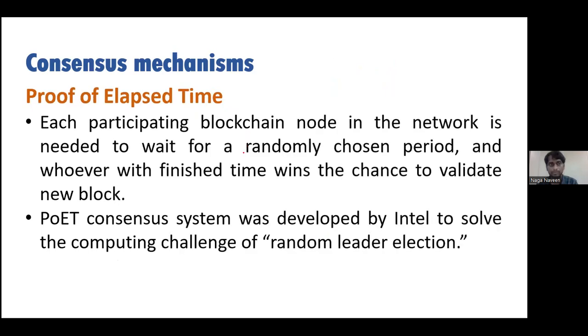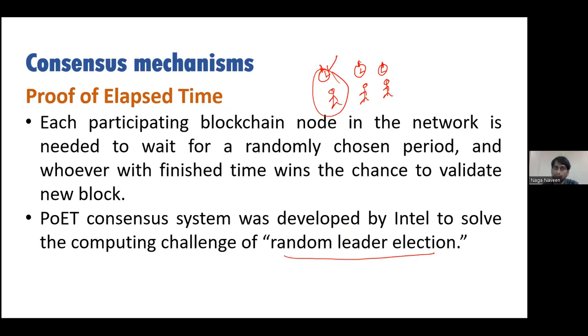Proof of elapsed time. Here, every node will be given a timer. All these timers will run for different times for every node. Ultimately, one particular node will be selected randomly whose timer expires, and this is called random leader selection. He will be given the chance to validate that block.